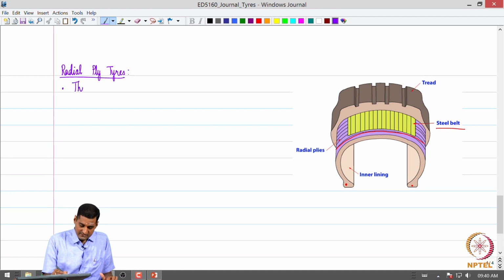So the cords or the fibers on the plies run radially across the tire from one bead to another.